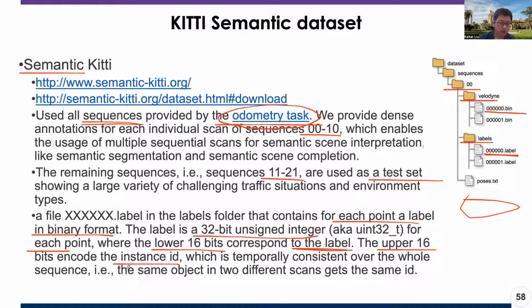So Semantic KITTI also has the instance ID, which can be used for tracking. Across different scans, you know that they belong to the same object if they have the same instance ID. So this is also very useful. But if you only do single-frame segmentation, maybe only the lower 16-bit annotation data is useful. The higher 16 bits are maybe not that useful. It's only useful for tracking. So this is the Semantic KITTI dataset.